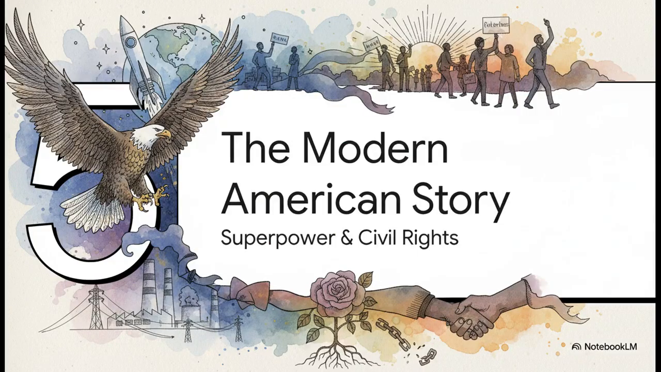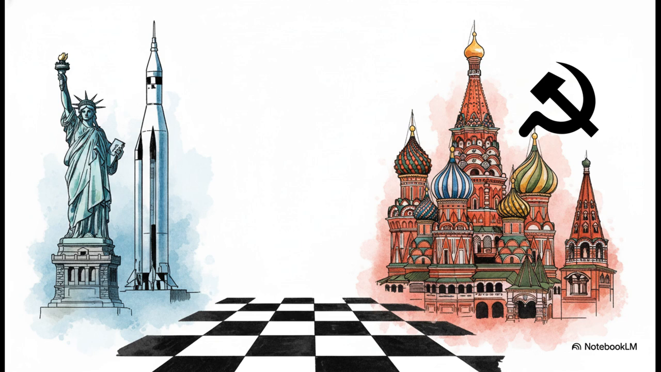So, America comes out of World War II on top of the world. But this next chapter is all about a new kind of global conflict, and, just as importantly, a renewed and powerful fight for justice and equality right at home. After the war, the world basically split in two. It was a whole new kind of rivalry, the Cold War. On one side, you had the United States and its democratic allies. On the other, the communist Soviet Union.